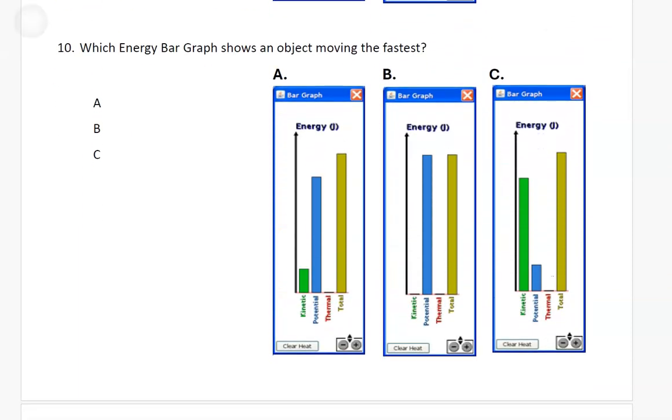And then finally, number 10, which energy bar shows an object moving the fastest? Well, again, speed is indicated by the kinetic energy. We're going to look for the graph with the highest kinetic energy because that's the one that has the highest speed. And clearly the answer is C. And that concludes this video.